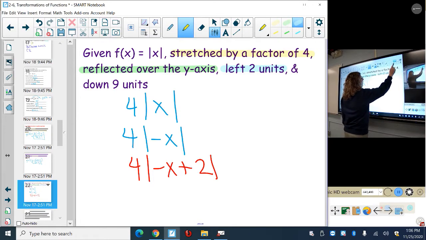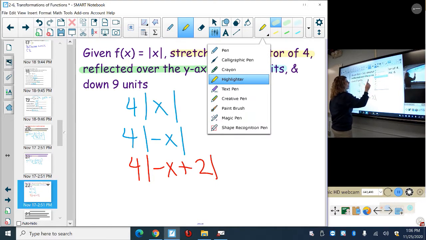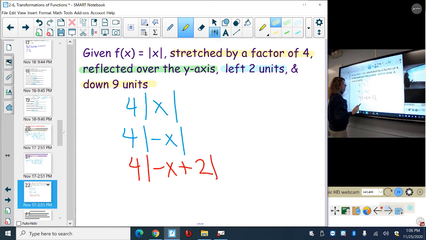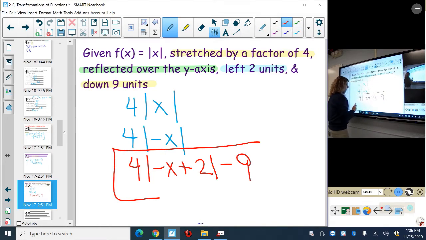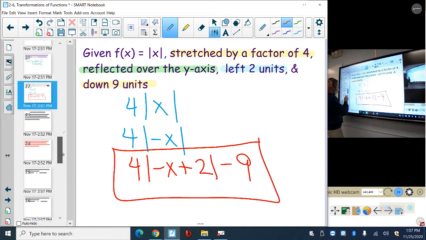And then, I need another color. I'm out of colors. It is what it is. Then I'm going to go down 9 units. To go down 9 units, I simply subtract 9. This is my new function. I've stretched it by 4. I reflected it over the y-axis by replacing x with negative x. I went to the left 2 units, and I have minus 9, going down 9 units.